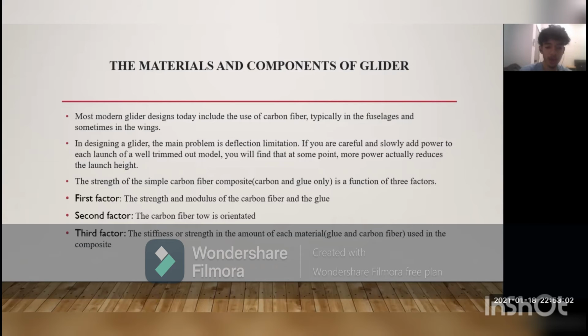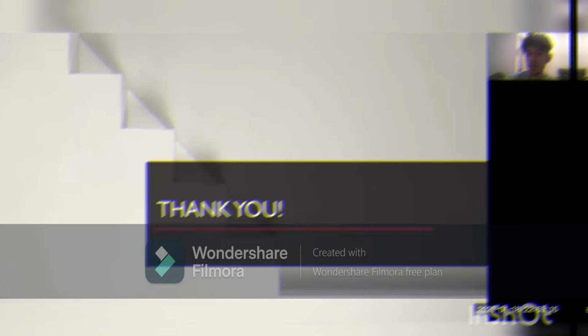And the third factor, the stiffness or strength in the amount of each material, glue and carbon fiber used in the composition. And this is the end of my presentation. And thank you so much.